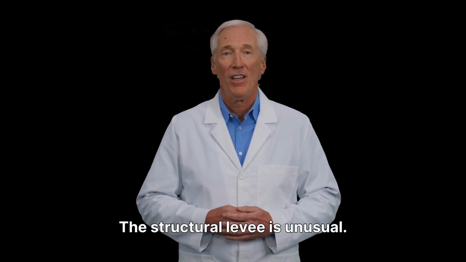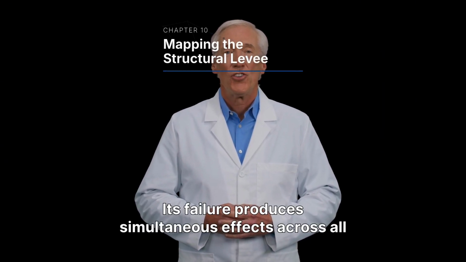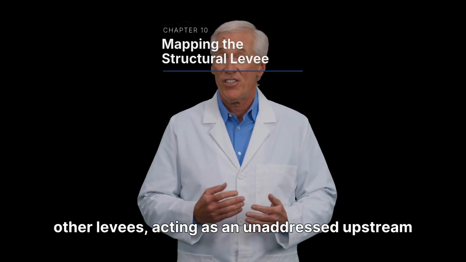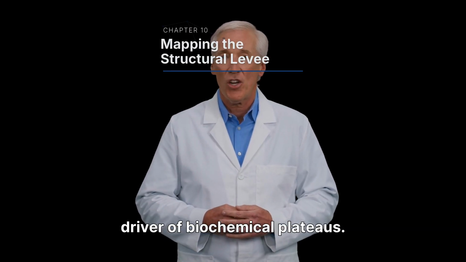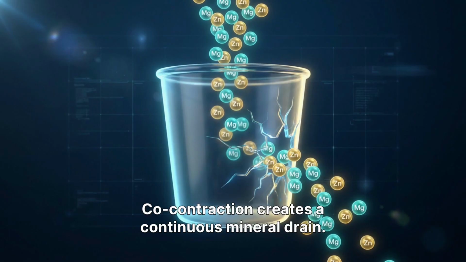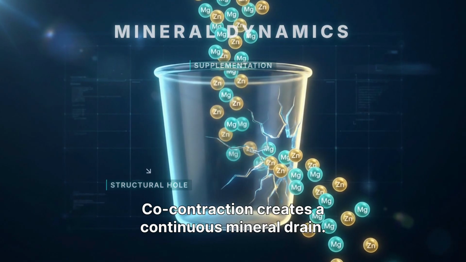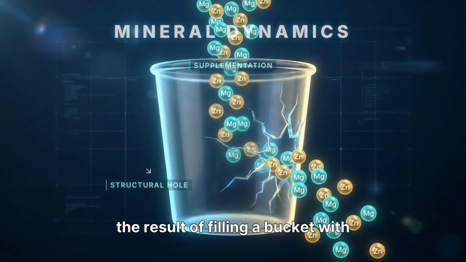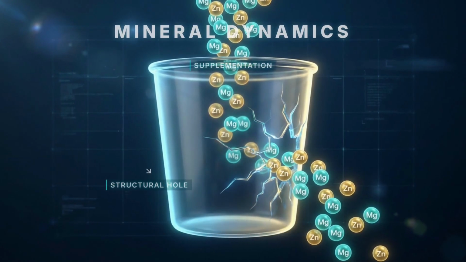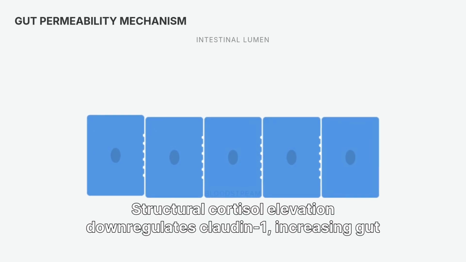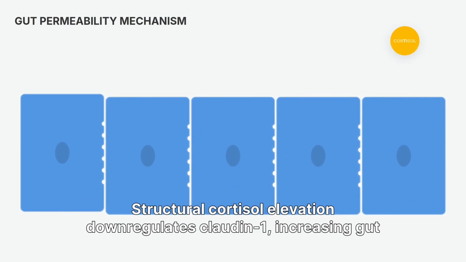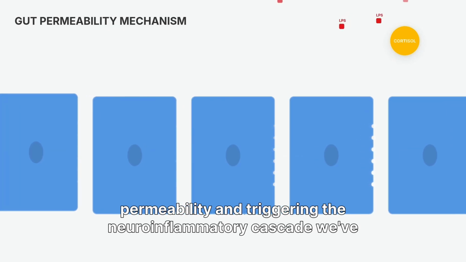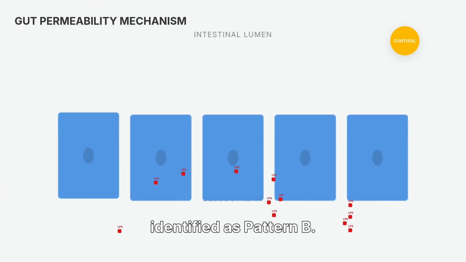The structural levy is unusual. Its failure produces simultaneous effects across all other levies, acting as an unaddressed upstream driver of biochemical plateaus. Co-contraction creates a continuous mineral drain. Persistently low RBC magnesium levels are often the result of filling a bucket with a structural hole in it. Structural cortisol elevation downregulates claudin-1, increasing gut permeability and triggering the neuroinflammatory cascade we've identified as pattern B.